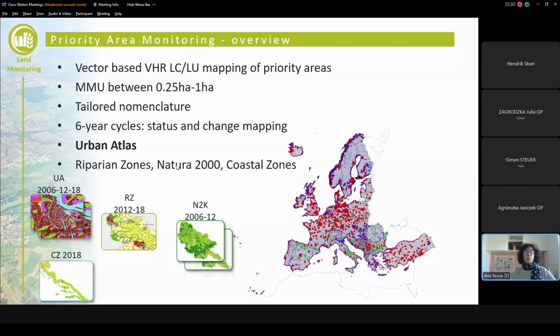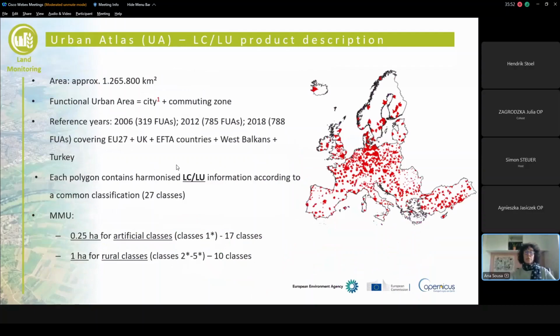They have a minimum mapping unit between 1/4 of an hectare and 1 hectare. They have a tailored nomenclature and a 6-year update cycle so far. The data is extracted from very high resolution satellite imagery, typically between 1.5 and 4 meter resolution. Now, I will concentrate on the Urban Atlas suite of products. And the first product that I will show you is the land cover land use product.